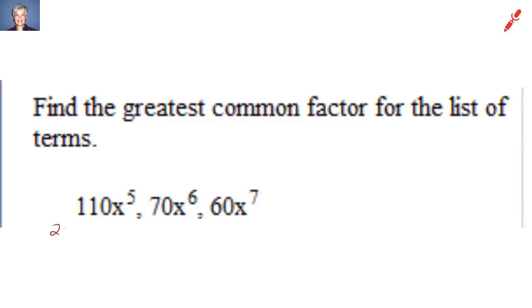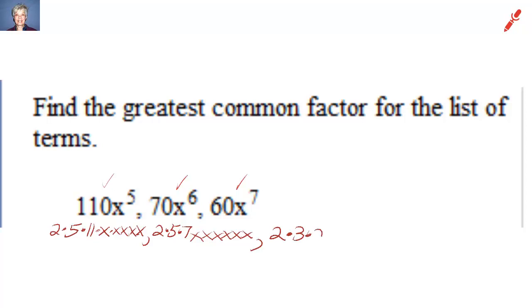Hi, we're going to start factoring by finding the GCF. What that means is we're going to break down this term and this term and this term and find out what numbers and letters they have in common. So 110x to the fifth breaks down into 2 times 5 times 11 times x times x times x times x times x. And 70x to the 6th breaks down into 2 times 5 times 7 times x times x times x times x times x times x.